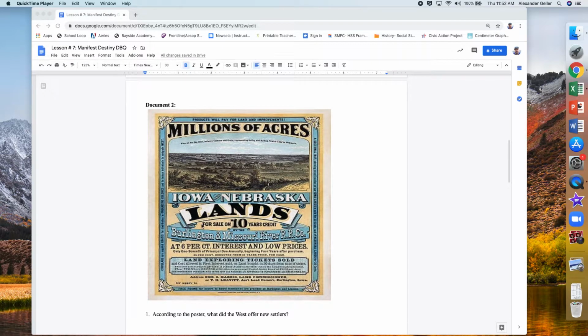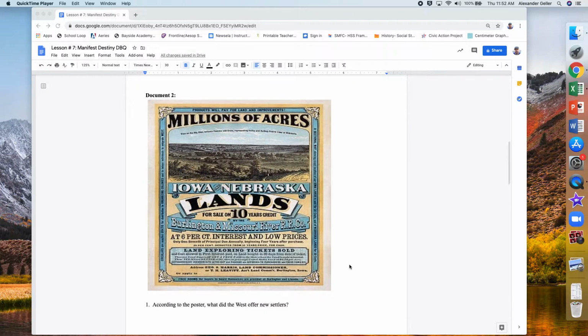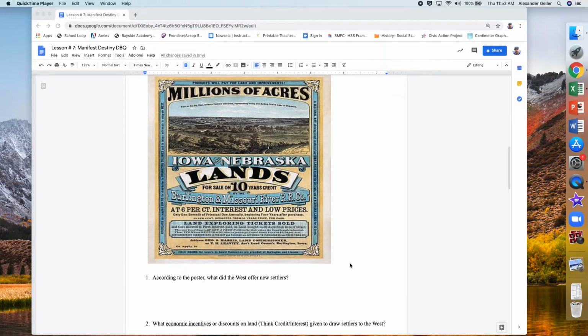Now, as we scroll down to document 2, what we have here is a poster or an advertisement. For this poster and advertisement, you're going to answer a few questions. According to this poster, what did the West offer new settlers? So you need to read this. I know some of it's hard to read, but the answers are in the bold and big print that are easy enough to read. So what did the West offer to these new settlers?